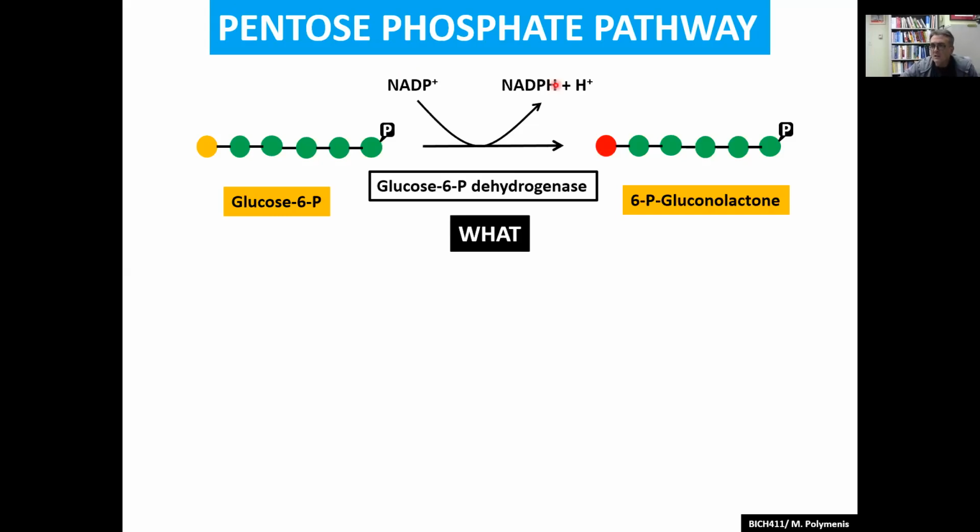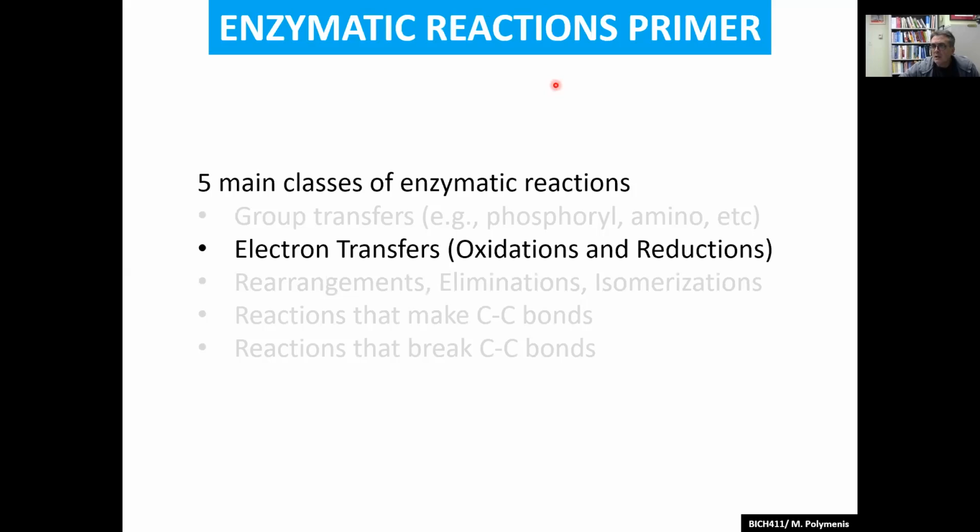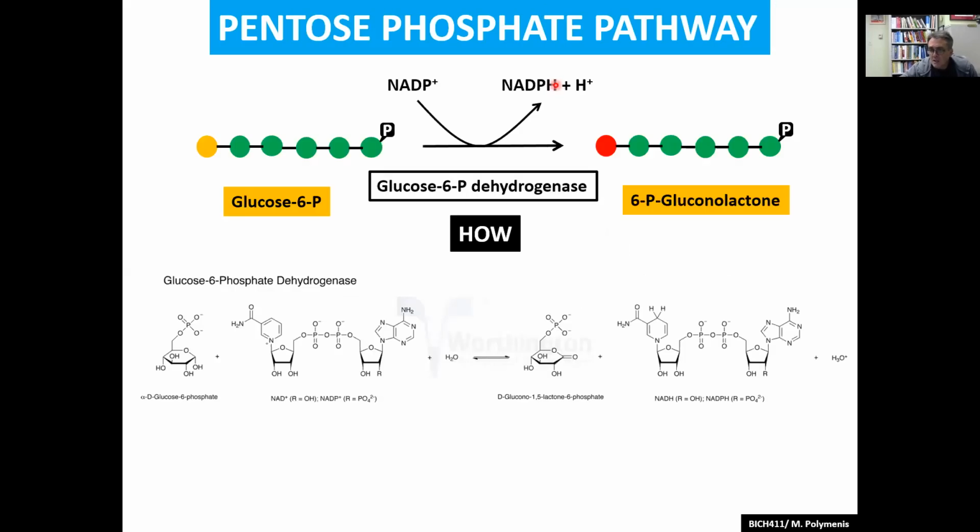And the electrons will reduce NADP plus to NADPH. So what is that? It's a classic redox reaction, and we have seen this again many times. Here on the structure, there is a hydride, so a proton with the 2 electrons, that will move onto NADP plus. It's here, and we're going to get reduced NADPH. And the product here will be 6-phosphogluconolactone, which is shown on this diagram.